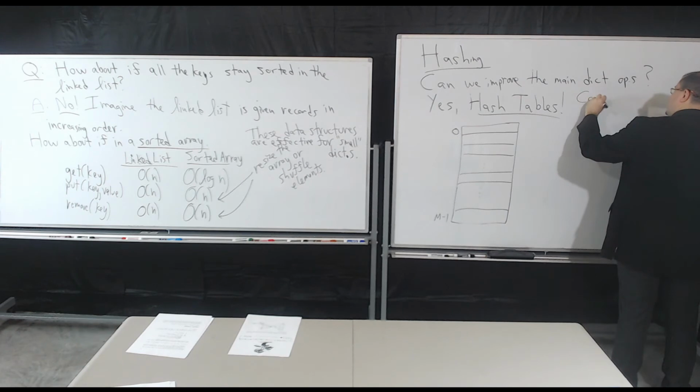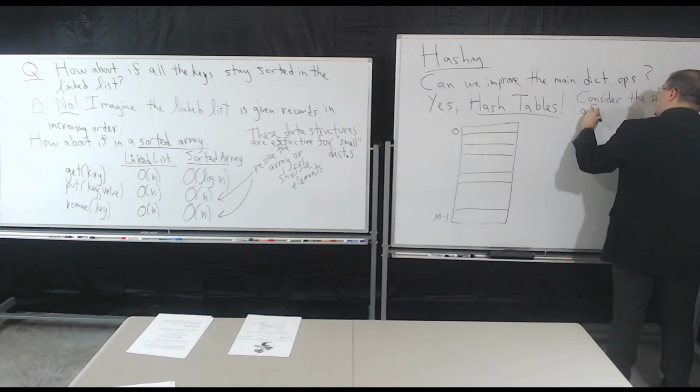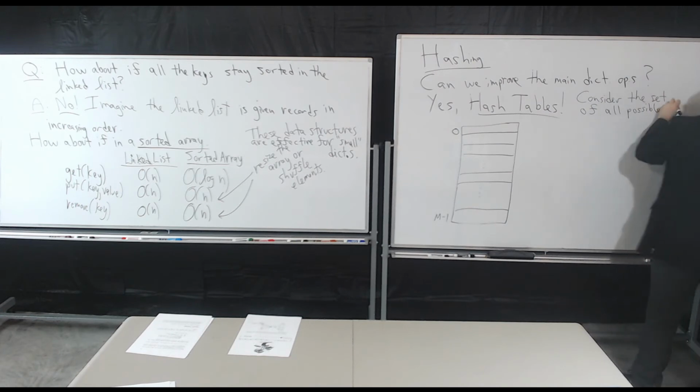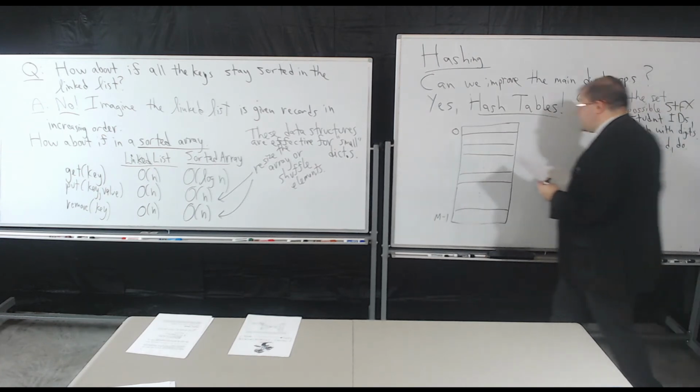So consider the set of all possible St. FX student IDs. Each with digits, running off to the side, D sub 8, D7, D6, D1, D0. So it's going to have 9 digits.